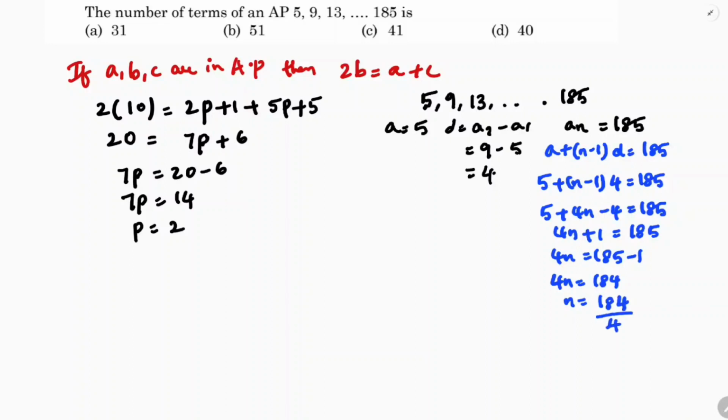by 4. So now, 4 times 1 is 4, 4 times 4 is 16, 4 times 6 is 24. So the number of terms is 46.